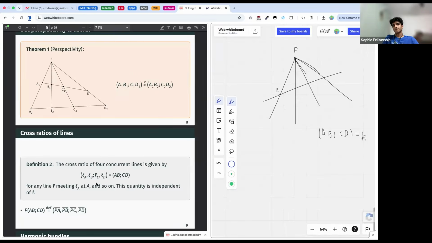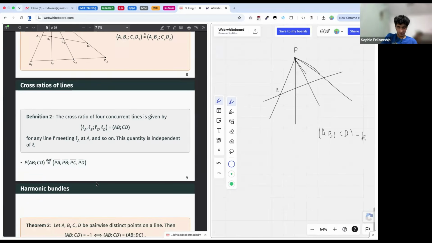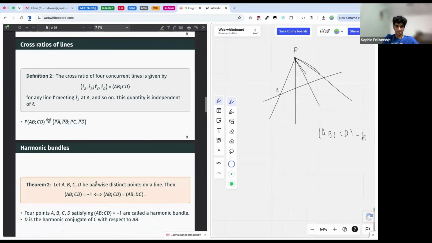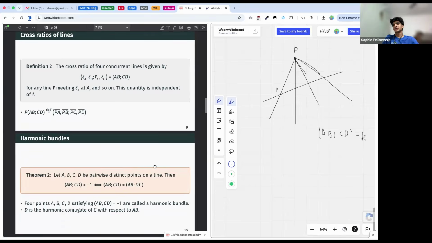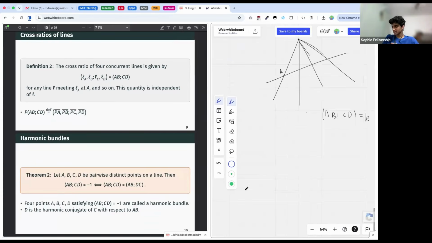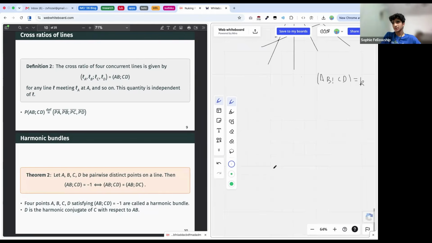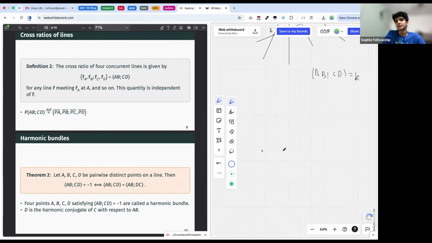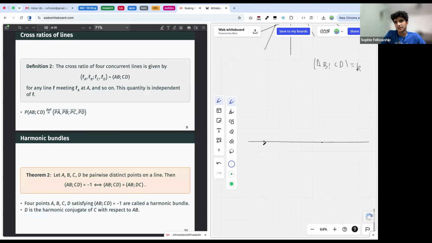All cross ratios are great, but some cross ratios are better than others. And cross ratios that are equal to -1 are, let's say, very good in general. So we're going to start with this theorem. Can I have a proof that if ABCD are on a line, then the cross ratio (A,B;C,D) is equal to -1 if and only if (A,B;C,D) is equal to (A,B;D,C)?